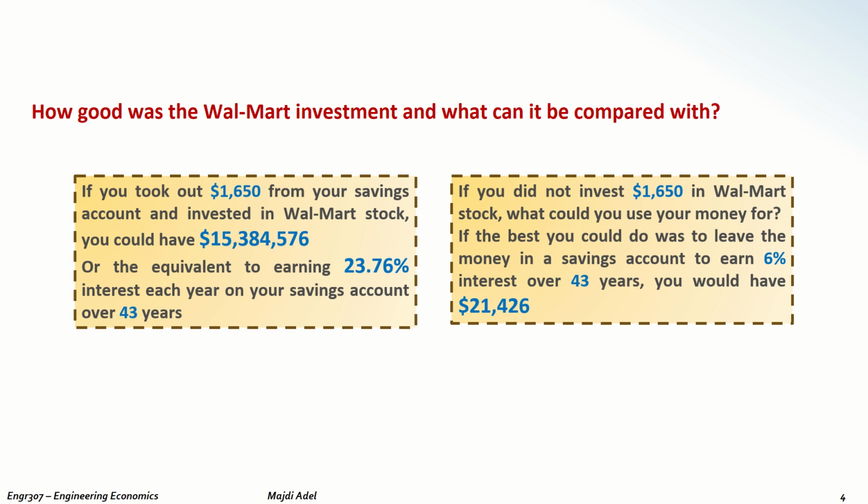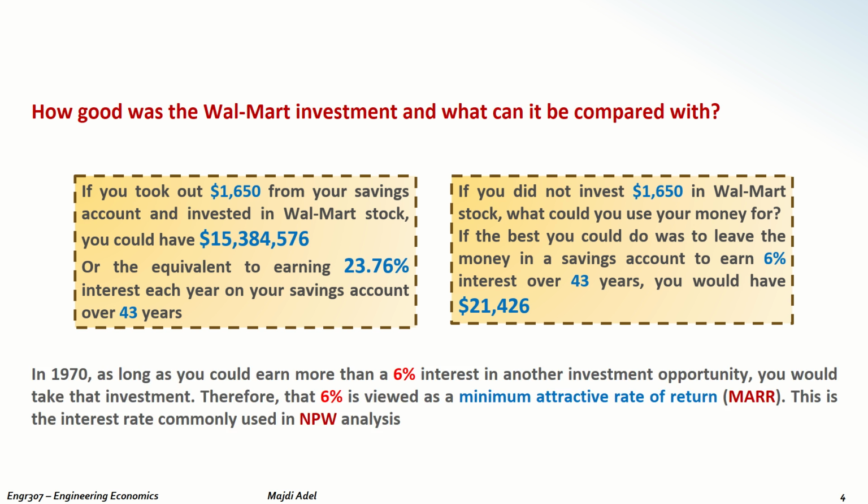After 43 years you will have $21,000. So obviously buying Walmart stock is better than investing your money in a bank. Why did we choose the 6%? 6% in the 1970s was considered the minimum attractive rate of return, MARR, for any investment. So if the investment or the project generates an internal rate of return greater than 6%, then it is viewed as acceptable or profitable.